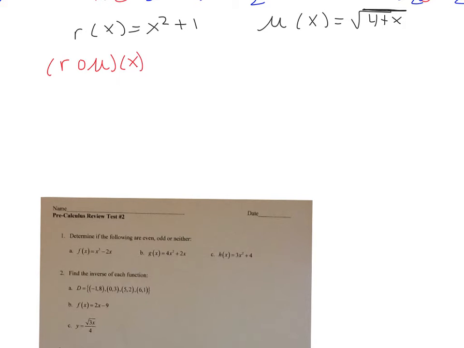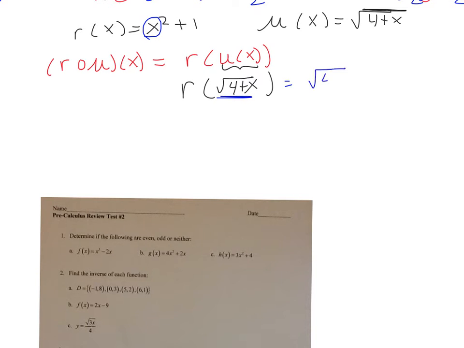So I'm just going to rewrite that. Remember, this is equivalent to r of u of x. Now I'm going to replace u of x with what it's equal to. So that's r, and u of x is the square root of 4 plus x. That means I'm going to go to my r function. Wherever I see an x, I'm going to plug in the square root of 4 plus x. So I have the square root of 4 plus x, and then it says to square it, plus 1. When you square a square root, they cancel. So I have 4 plus x plus 1, which is 5 plus x.